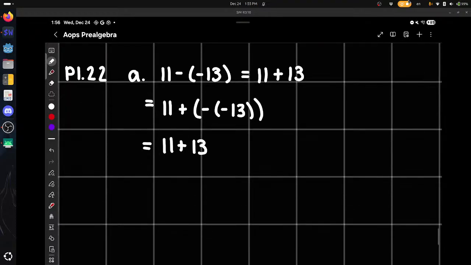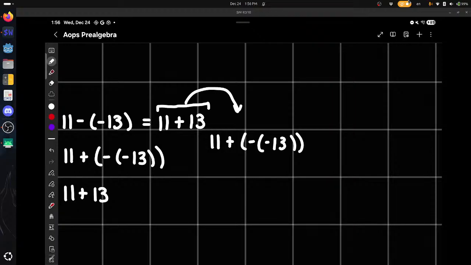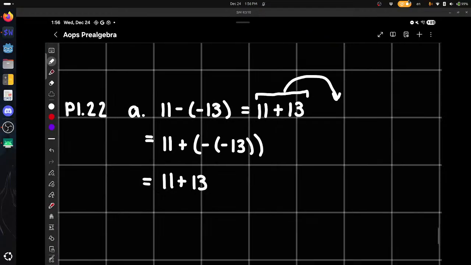And we could also do the same thing on the right hand side. We could say that, well, 11 plus the double negation of 13, and we'll get the same answer because 13 can also be represented as a double negation. But I think it's much easier on the left hand side to show you what's going on.